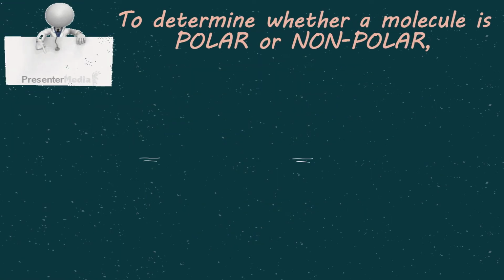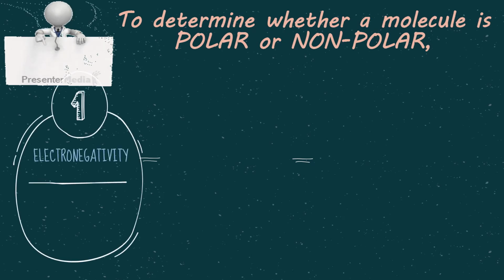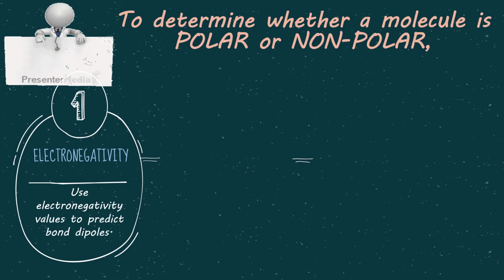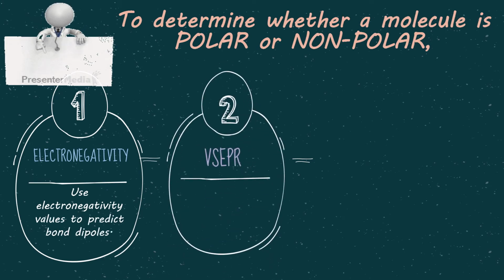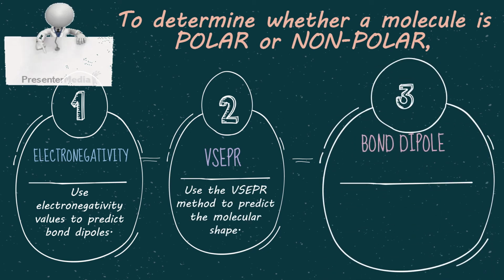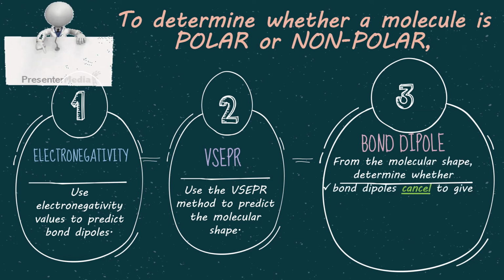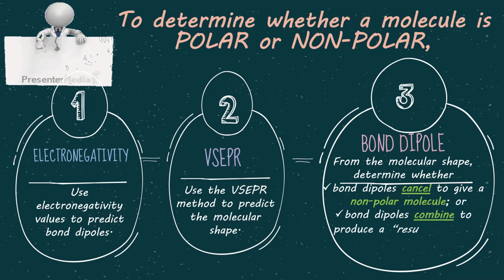There are 3 steps to determine whether a molecule is polar or nonpolar. The first one is electronegativity: use the electronegativity values to predict the bond dipoles. Secondly, use the VSEPR method to predict the molecular shape. And the third one is bond dipoles: from the molecular shape, determine whether the bond dipoles cancel to give a nonpolar molecule, or combine to produce a resultant dipole moment, hence giving a polar molecule.